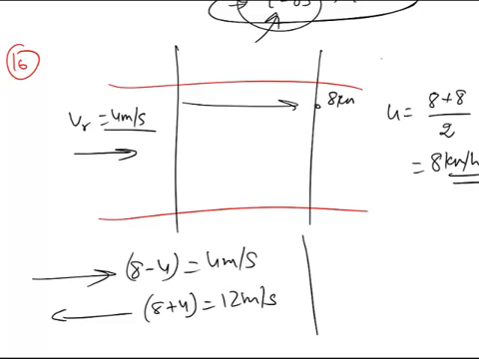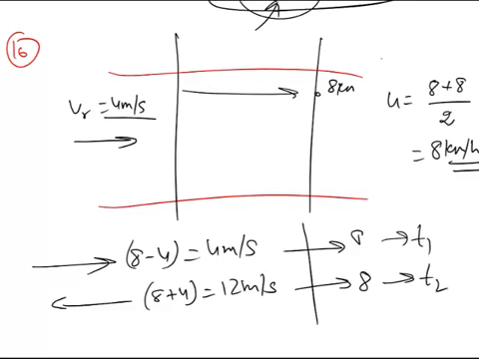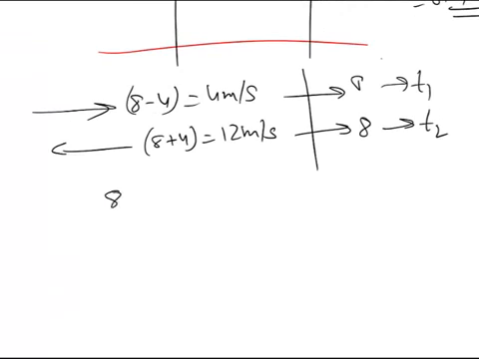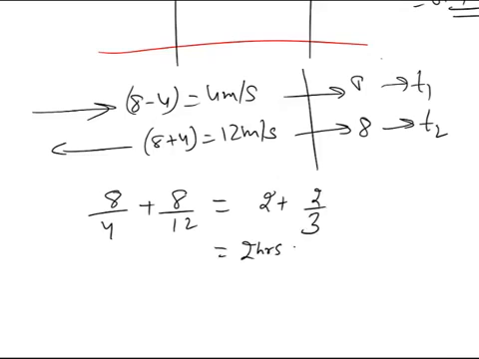And he has to travel the same distance, 8 kilometers and 8 kilometers. So this would take time t1, this would take time t2. You have to find t1 plus t2. So t1 plus t2 is nothing but 8 by 4 plus 8 over 12, which is 2 plus 2 over 3, that is 2 hours plus 40 minutes, that is a total of 160 minutes.